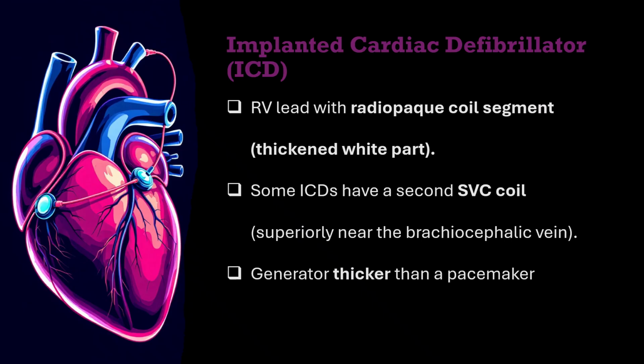The second device is the implantable cardiac defibrillator, where the RV leads have radio-opaque coil segments, or thickened white parts, appearing in the X-ray. Some ICDs have a second SVC coil, which is superior to the brachiocephalic vein, and the generator is thicker and bigger than the pacemaker.